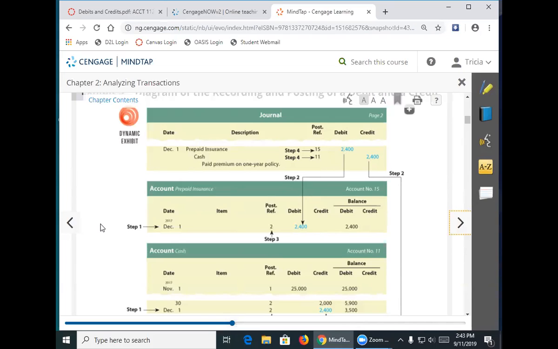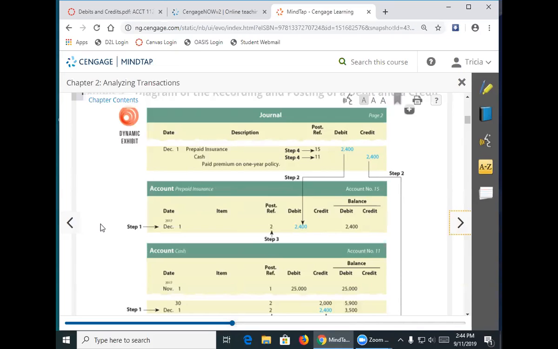So in this case, it came from page 2 of the journal, and that just is a cross reference, so I can go back and find that transaction if I need to. And then I take the account number, prepaid insurance account 15, and put that 15 on my journal to show I posted it, and again create a cross reference. So that's the last step: taking that journal entry, posting it to the ledger account, and doing those post references. That creates a cross reference so you can go back and look it up. And also when you're going through your journal, if you do the post references when you post, you know where you left off. Okay.